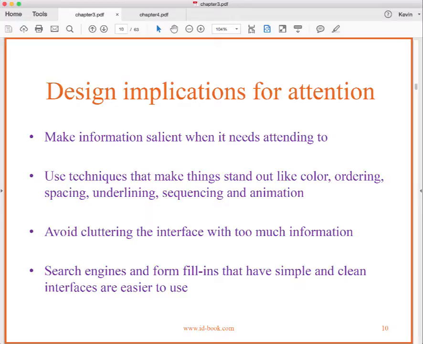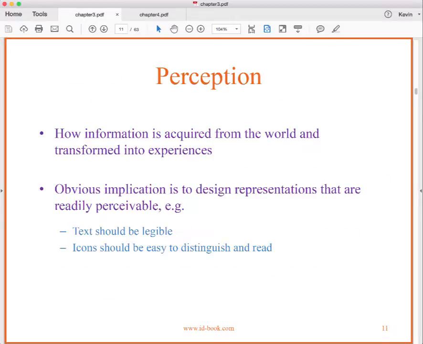And search engines and fill-in forms can have simple and clean interfaces that are easier to use. So I think the takeaway here is that we want to be thoughtful about attention when designing the user interface, because it's pretty important stuff.